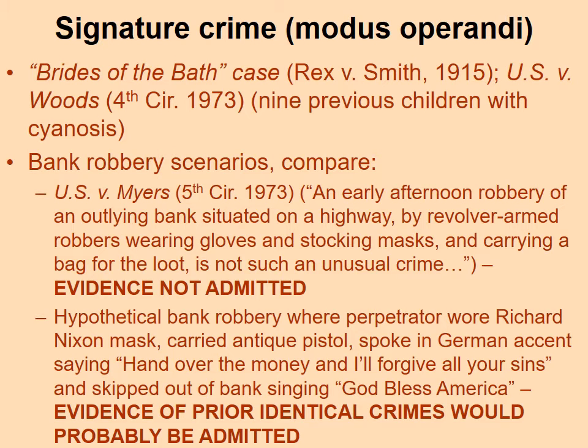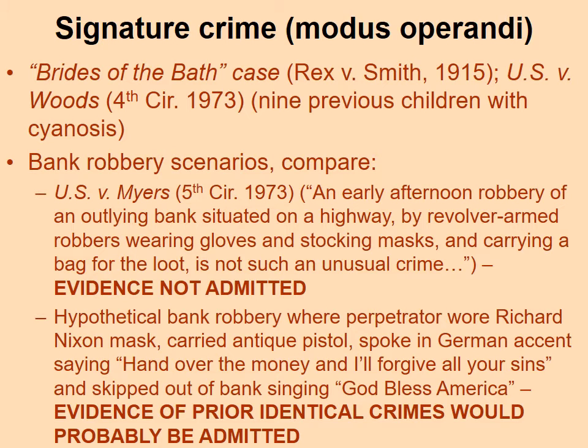I have on the slide 2 bank robbery scenarios. One is the Myers case from your book, where the other crimes evidence was not admitted because it was found not to be unusual enough. Okay, and one, a made-up example, where I think the signature crime evidence would be admitted in a bank robbery case, in which the robber here in my imagined case wore a Richard Nixon mask and did all these other unusual things.